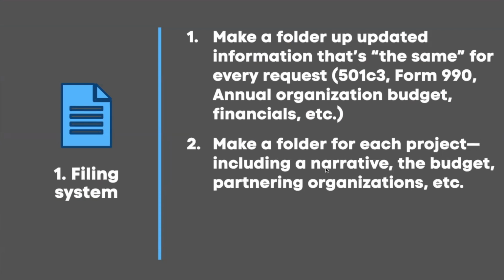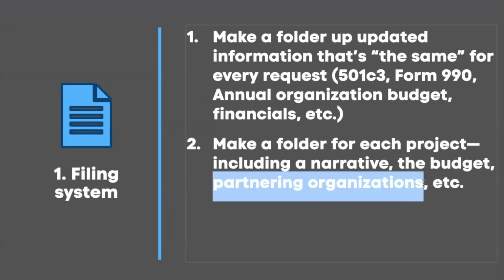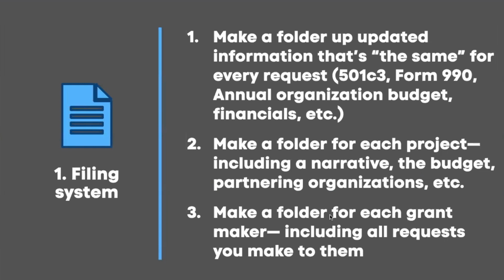I had a budget in there that got updated, had partnering organizations that got updated. Some of those partnering organizations included letters that they would send, like, oh yeah, we're partnering with them and we're helping them, and this is how. That folder had all of that in there. Also, make a folder for each grant maker, including, this is super important, whenever you send a request to that grant maker, just print that file to PDF and put it in that folder.